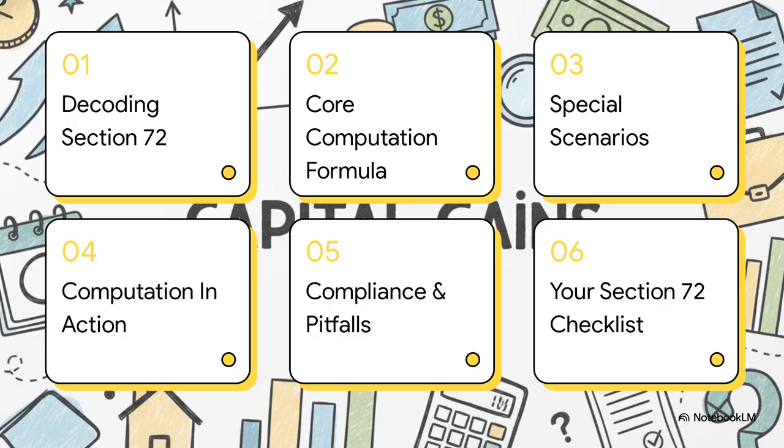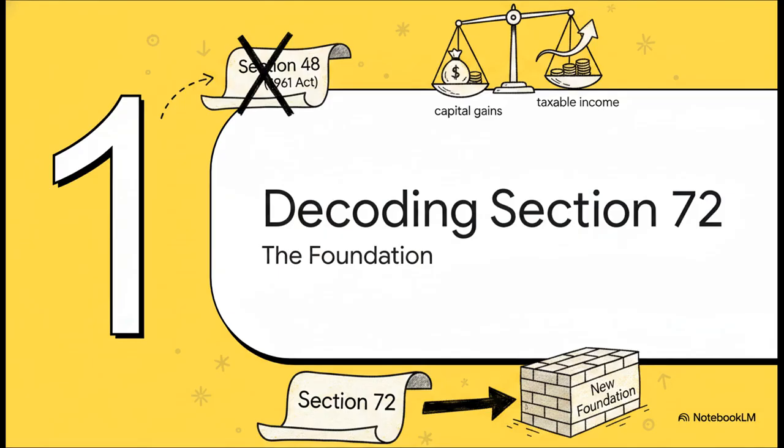Here's a quick look at our roadmap for this explainer. We'll kick things off by decoding the section itself. Then, we'll dive into the core formula. After that, we'll tackle some special scenarios, run through a practical example, talk compliance and pitfalls, and finally, wrap it all up with a handy checklist. So, let's get started. Okay, let's jump right in.